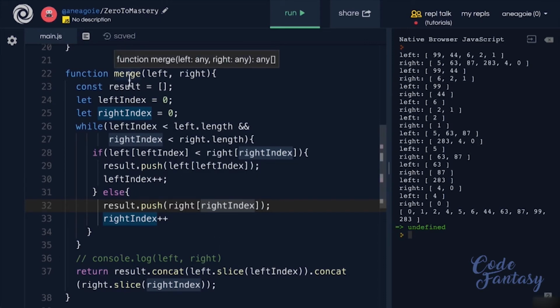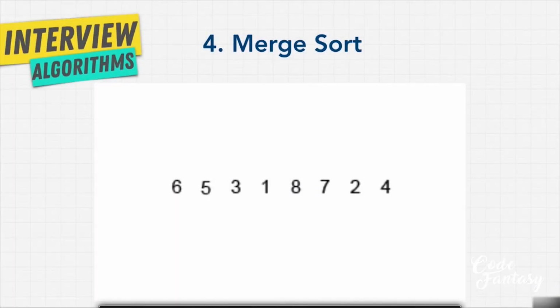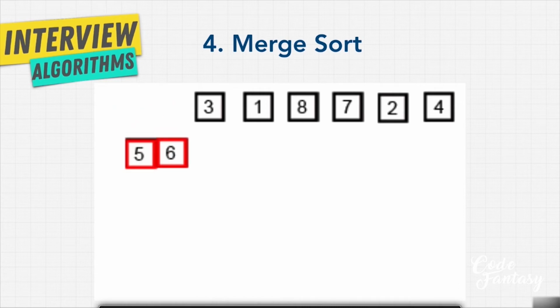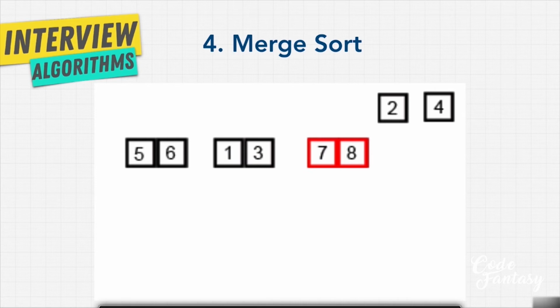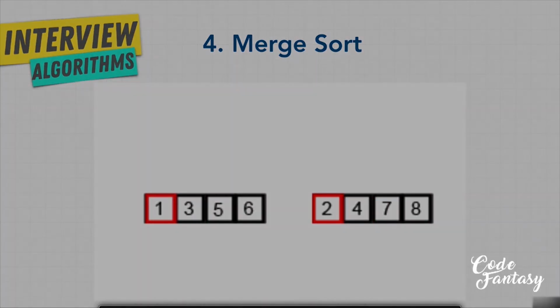Remember, this merge function is doing what we saw in the animation. We're splitting the array down in the first part of the function, and then in the merge, we're going to take the left and right, compare them, and place them into the results array. And then go to the next, and keep doing this over and over, creating our results array.